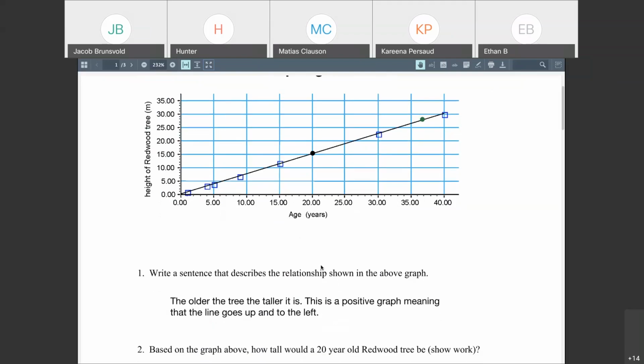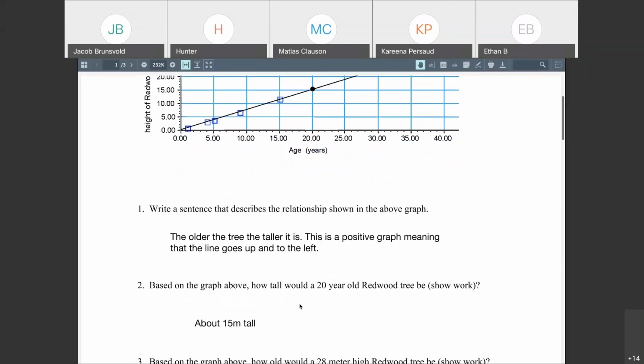I just wanted you to describe what this graph tells you. And so something like this first sentence is what I'm looking for. The older the tree is, the taller it is. I think that's a great way to describe it.